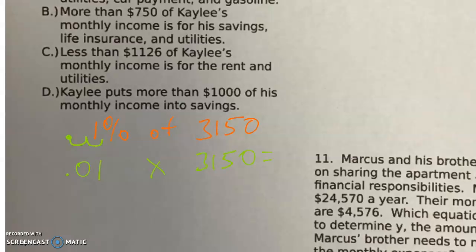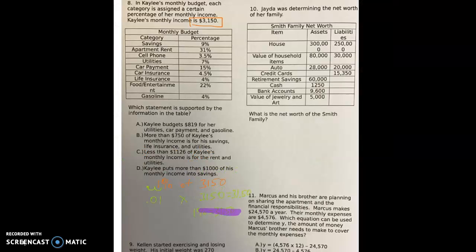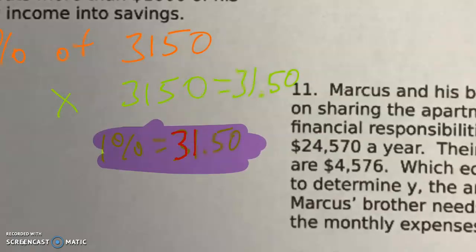1%. I'm guessing it's 3,150 times 0.01. Yeah, $31.50. Okay, that's 1%. 1% equals 31.50. Right. So now we can actually go through and we don't have to multiply by 3,150 anymore, because we know that 1% is $31.50.